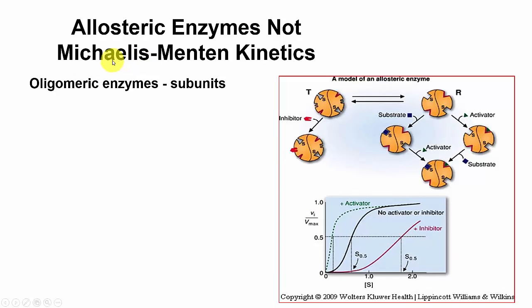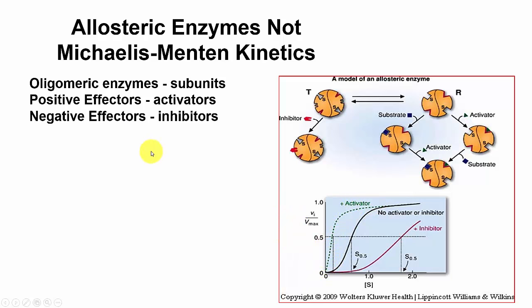Allosteric enzymes also do not follow Michaelis-Menten kinetics. They are oligomeric enzymes with multiple subunits, as you can see here. Here's an example with 2 subunits here. And there are positive effectors that are activators, and you can see an activator plot here. Or you can have a negative effector, such as inhibitors, and you see what the effect of an inhibitor is here. This is the no activator, no inhibitor reaction in black.